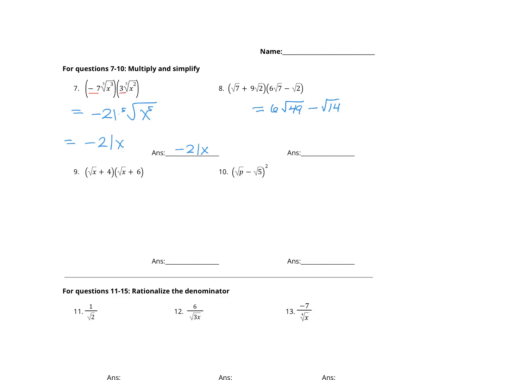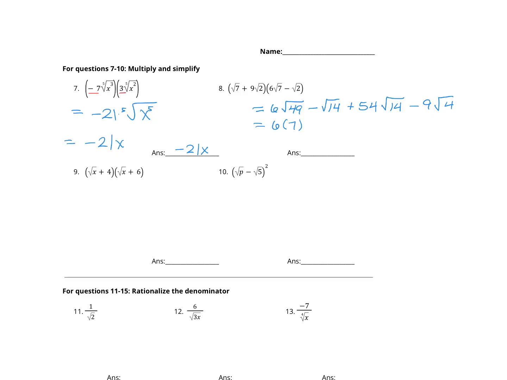On the inside, 9 times 6 is 54. And we once again have 2 times 7 inside the square root for a 14. And then finally, for the last terms, we have 9 times 1. And then square root of 2 times the square root of 2 is the square root of 4. Now that's going to be 6 times the square root of 49, which we know is just 7.